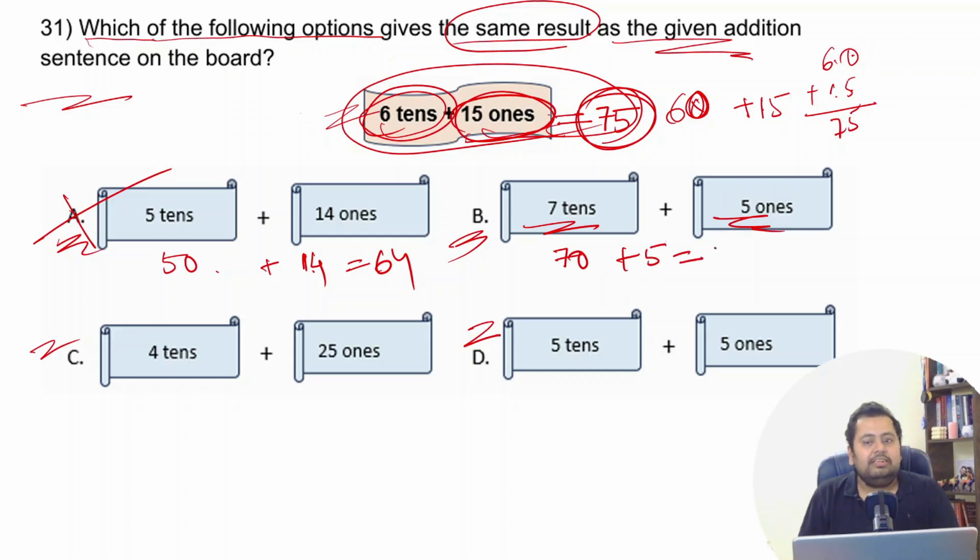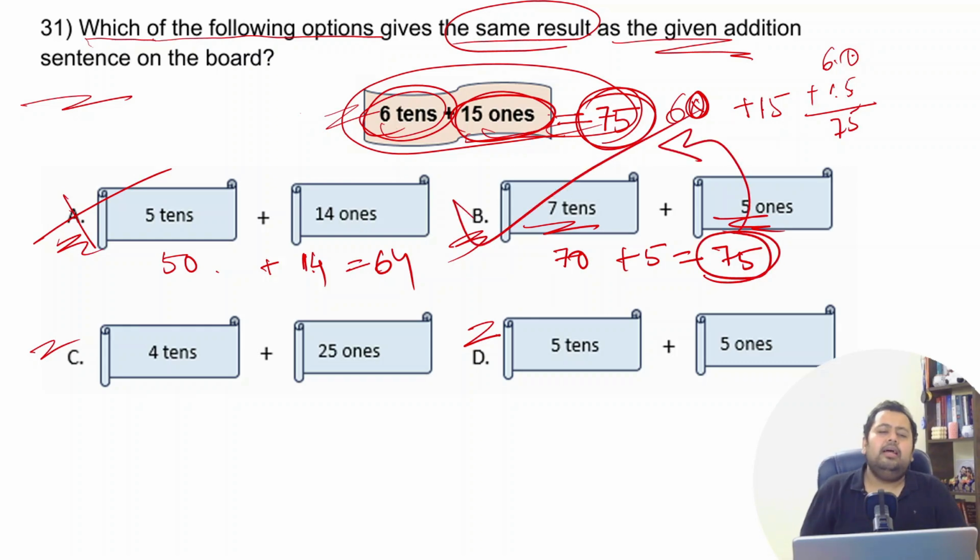So what is 70 plus 5? It is 75. And this is actually the correct answer, option number B. Let's just find out what is option number C and D.